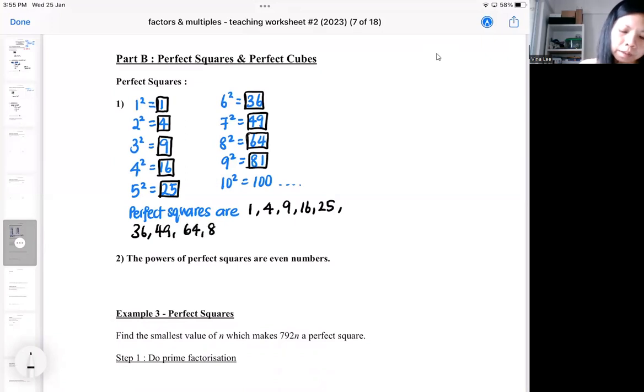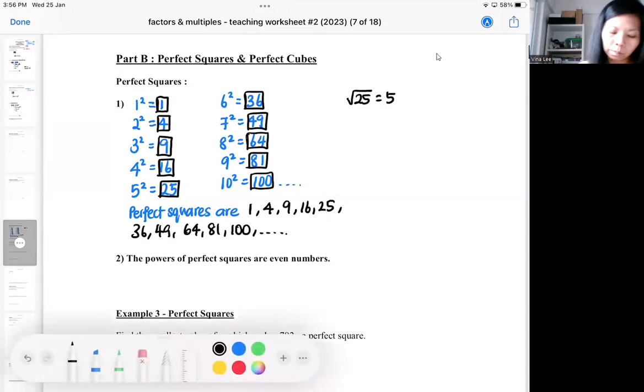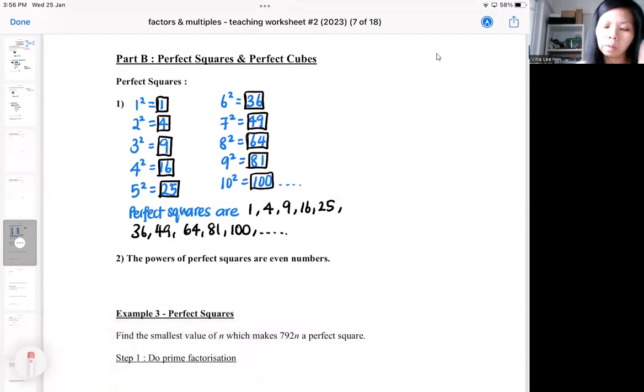And the perfect squares are such that you can actually take a square root and you will get a nice number. So one of the features of a perfect square is, if you take a square root of any of the perfect squares, it will give you a nice number.